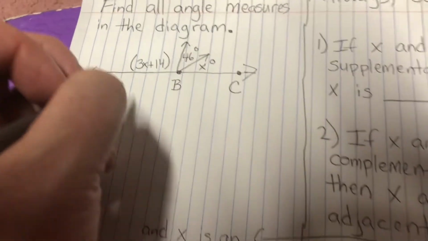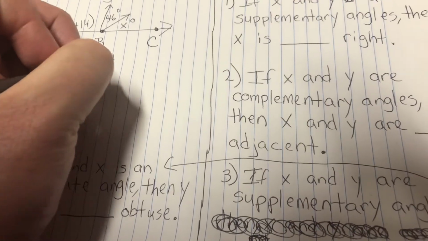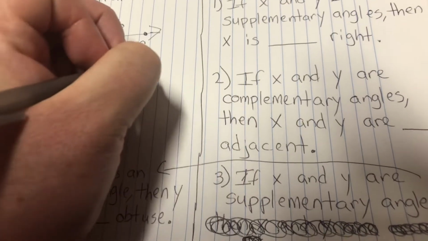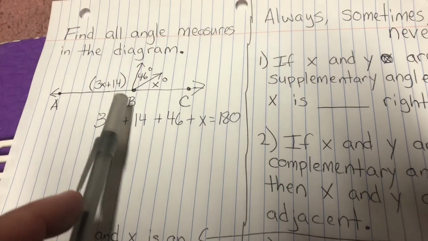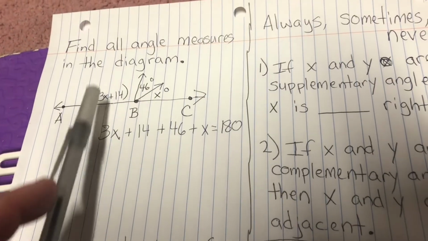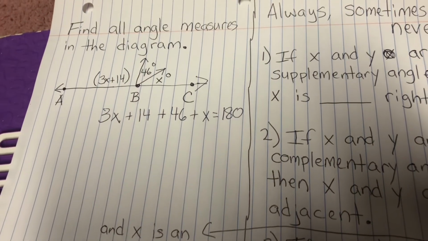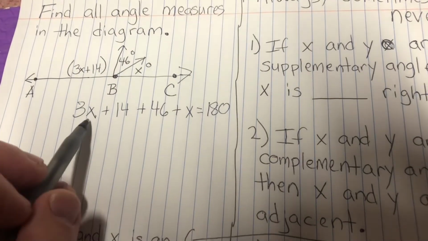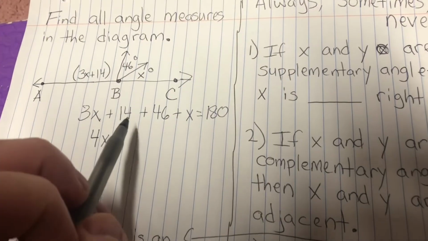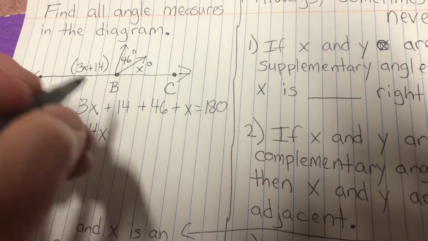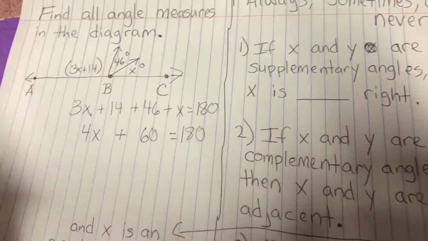So if we get 3x plus 14 plus 46 plus x equals 180. 3x plus 14 is that angle, 46 is that angle, x is that angle, equals 180. Now I can combine like terms. I know that 3x plus x is 4x. I know that 14 plus 46 equals 60. So 4x plus 60 equals 180.